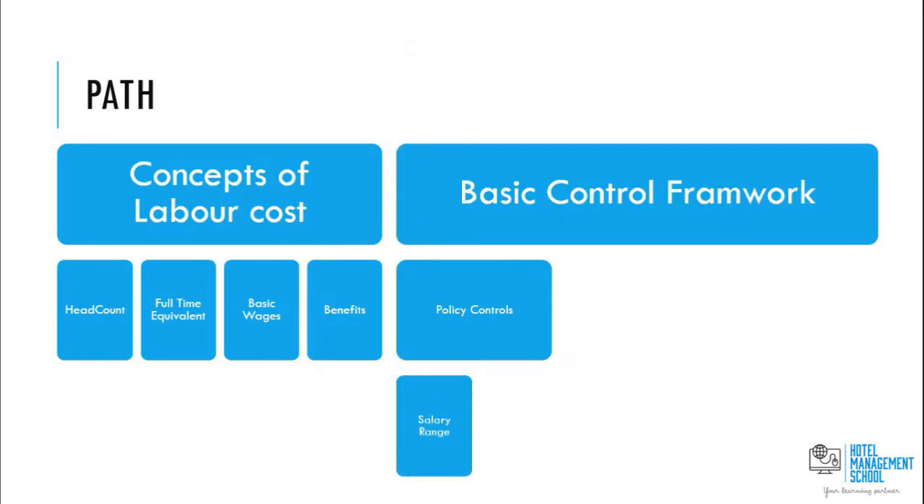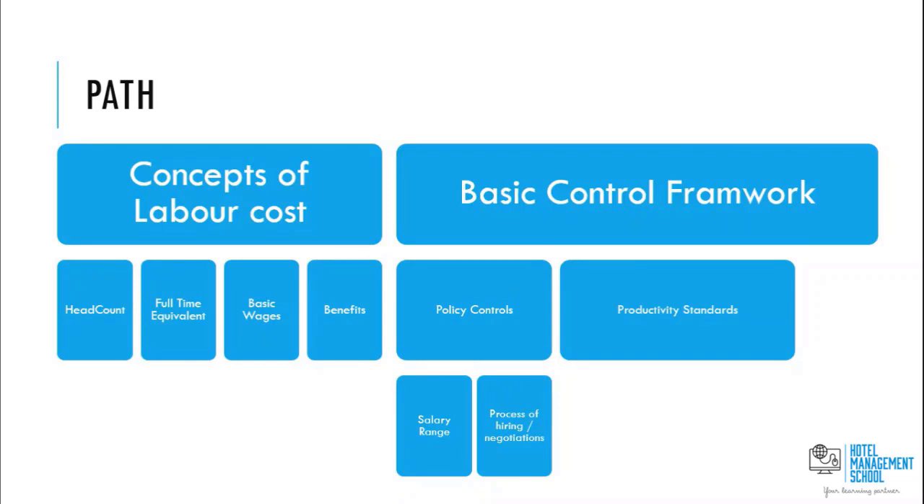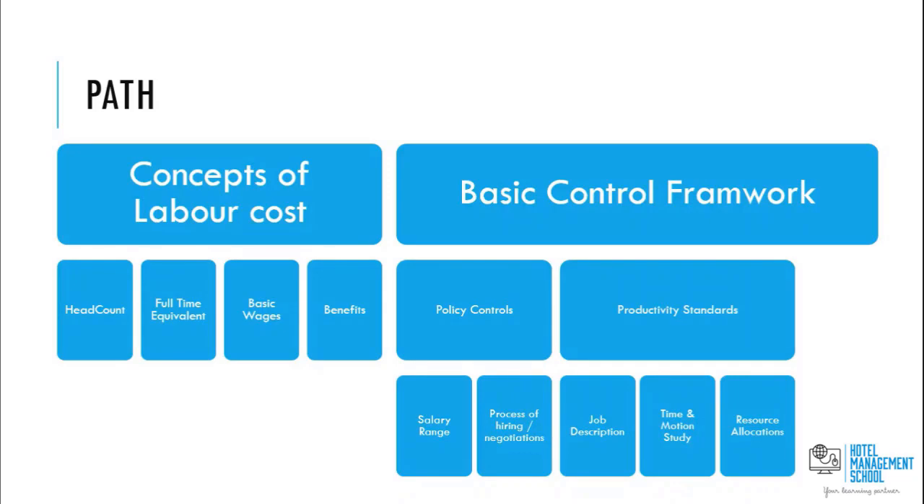And then we will establish the policy controls in terms of salary range, the process of hiring and other things. And then you will establish the productivity standards, how the production is going to be, right? That includes the job description, the time and motion study, and the resources allocation. And then finally we will do the monitoring.